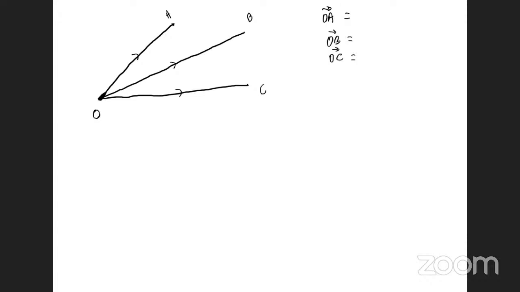Let's use letters. Let's say OA is 2A, OB is 5B, and OC is 3C.